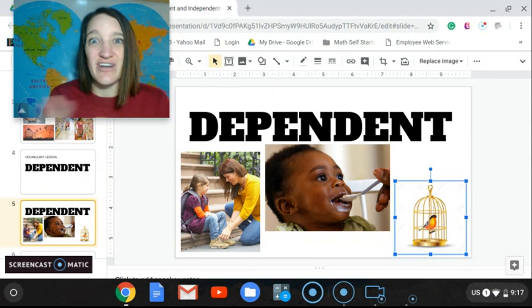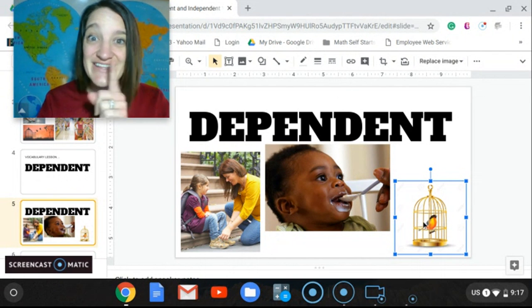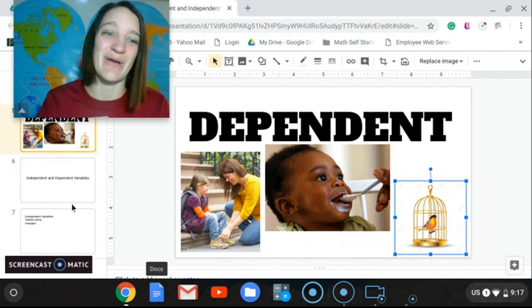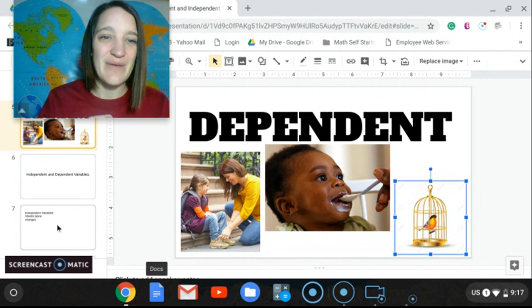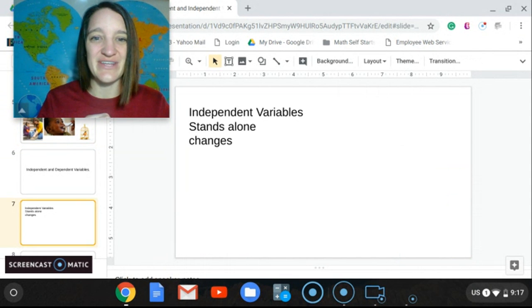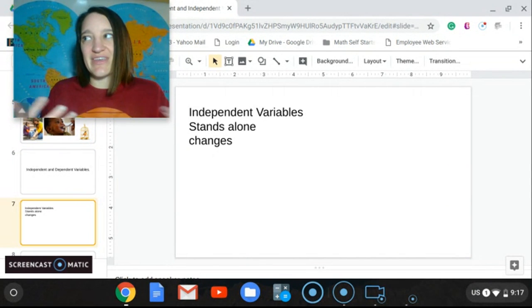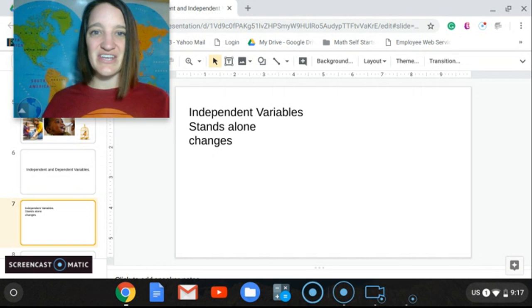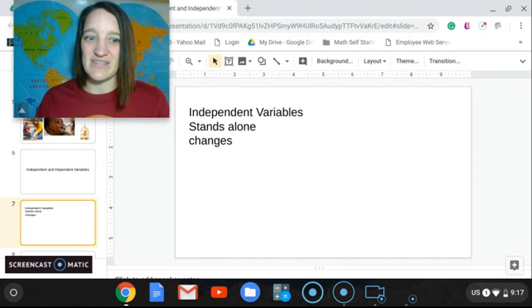And variables are that way. You're going to have an independent and a dependent variable. And that's what we're going to figure out today. That's what we're going to talk about. So let me give you just a quick rundown. Independent variables are like independent people. They can stand alone. They can change. They can do kind of whatever they want.